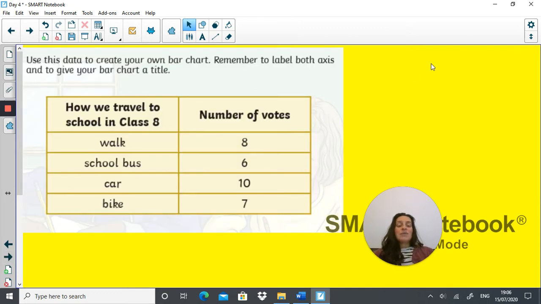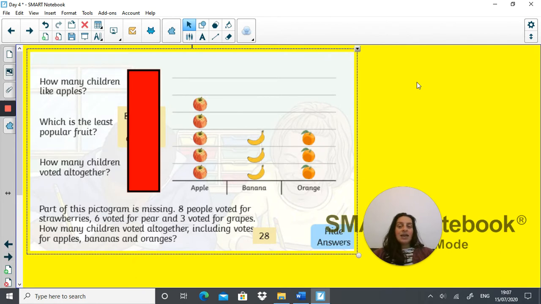Good job. So this is where you're going to need a ruler and you're going to need to draw a bar chart. Okay, so using this data, create your own bar chart. Remember to label both axes, that's that axis and that axis, and give your bar chart a title. It says, how we can travel to school in class 8. You've got walk, school bus, car and bike, and you've got a number of votes. You need to show this information in the form of a bar chart if you can. Good luck.